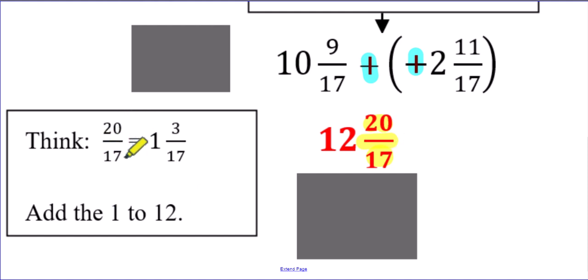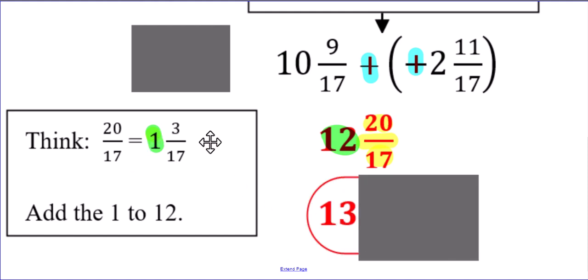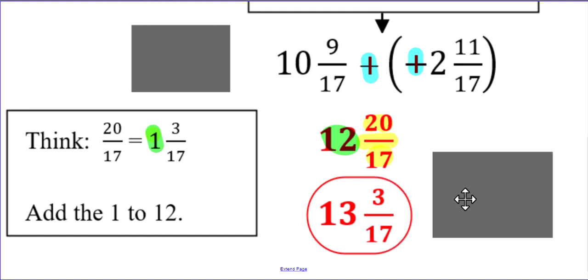Think 20 17ths would be the same as 1 and 3 17ths. So all I would have to do then is add the 1. Let me change highlighter colors here for you. Add the 1 to the 12, and that would make it become 13, and then the 3 17ths. So that's basically how you go from a mixed number that has an improper fraction within it, how you make that a much more normal looking simplified mixed number.